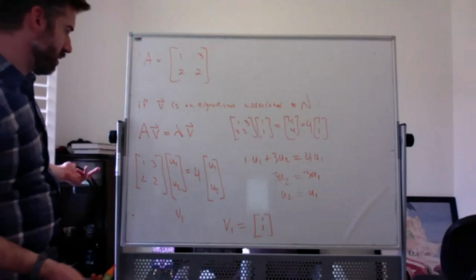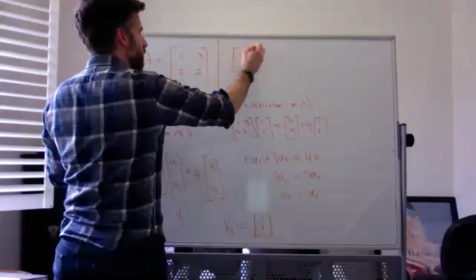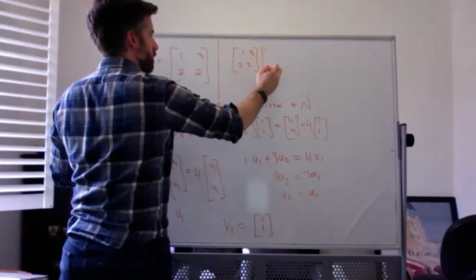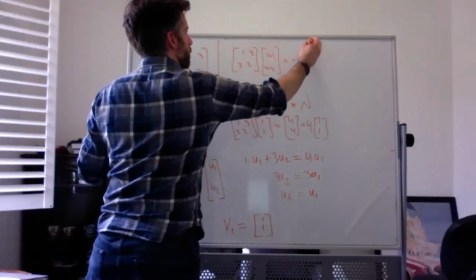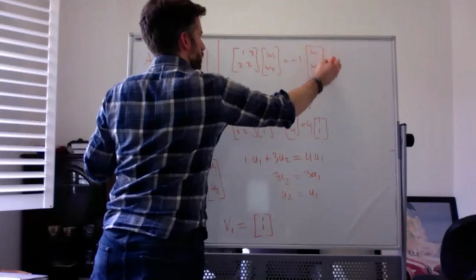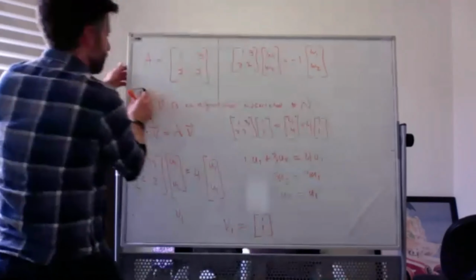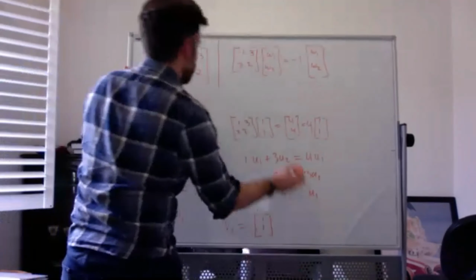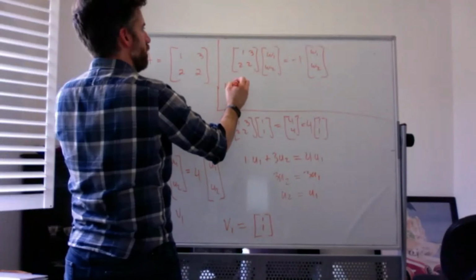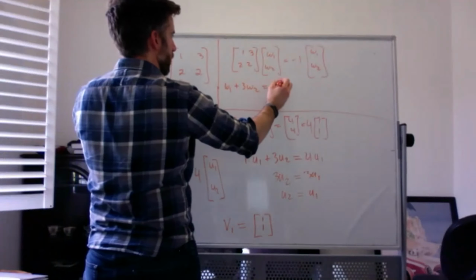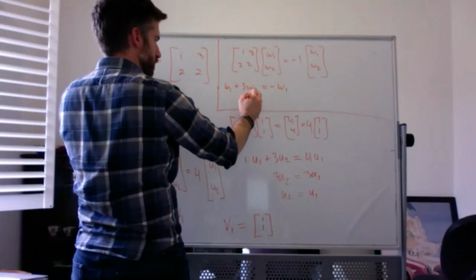Then you can do the same sort of thing for negative 1, which we'll do, and then we'll stop there. So for the matrix 1, 3, 2, 2, let's use W's this time, W1, W2. Again, looking at the first equation, I get 1 times W1 plus 3 times W2 equals negative 1 times W1.